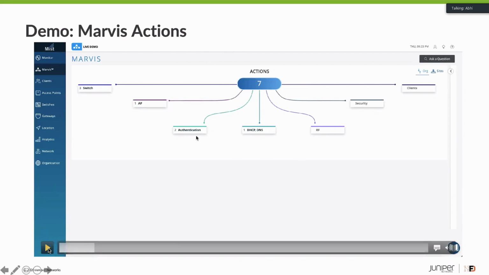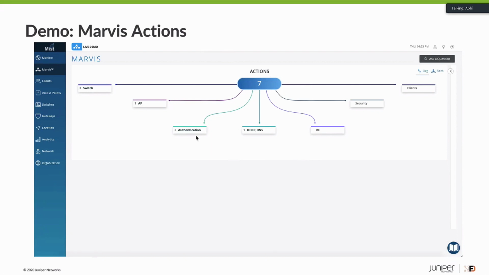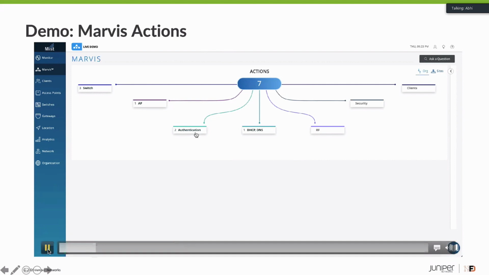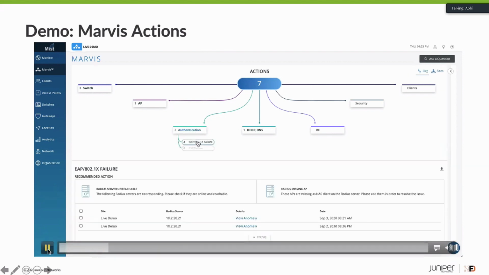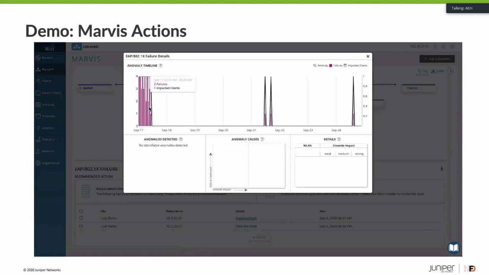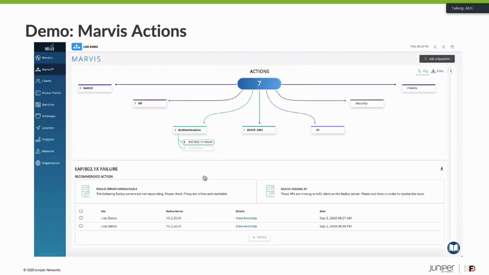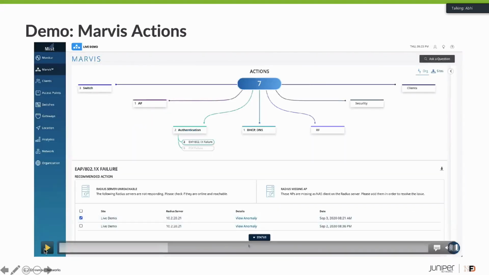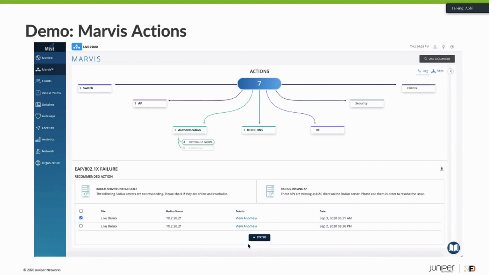Marvis Actions is one common frame where you can look at all the problems that are plaguing your network, be it from the wired world, the WAN world, or the AP, and further within the AP, there are authentication issues. For example, in this case, we are seeing 802.1X failures, and we are able to see that there is continuous failure going on. We're also able to tell you there is something anomalous in this case.